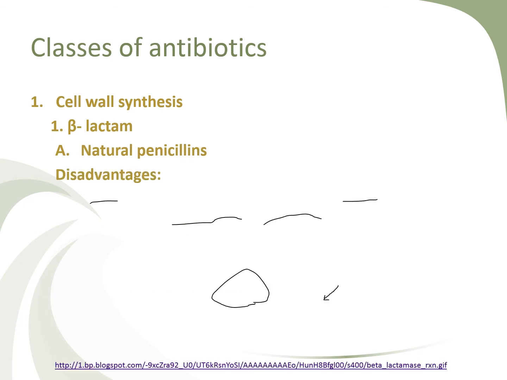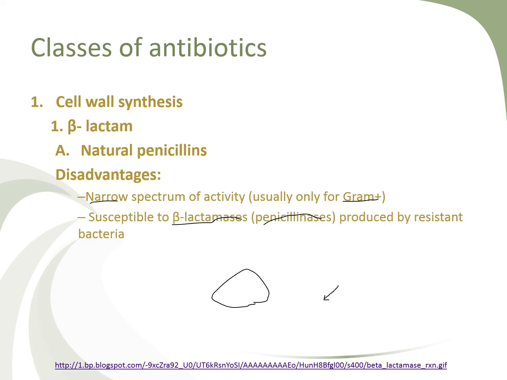There are some disadvantages of natural penicillins. They have a narrow spectrum of activity, so they are usually good for gram-positive only, because gram-negative doesn't have such a thick cell wall, so it doesn't affect them much, because gram-negative has another layer after the cell wall, so it's not going to damage them very much. And another one is that they are susceptible to beta-lactamases or penicillinases that are produced by resistant bacteria.